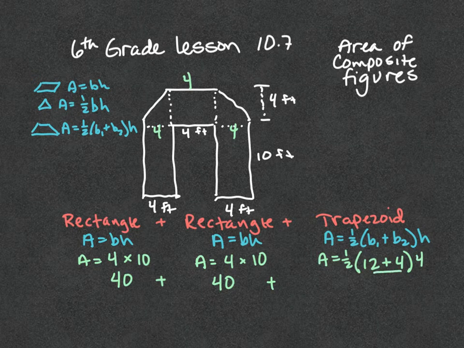Order of operations says parentheses need to go first, so I have to do that addition first. I will get 16. So now my new calculation is this. Half of 16 is 8, and 8 times 4 is 32.